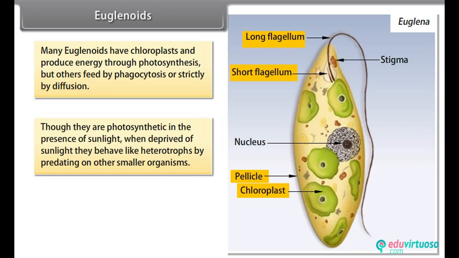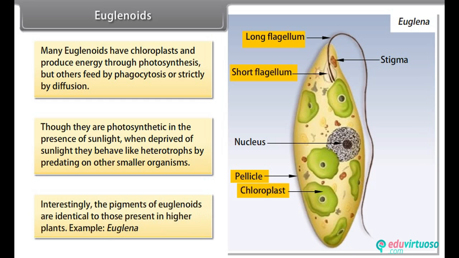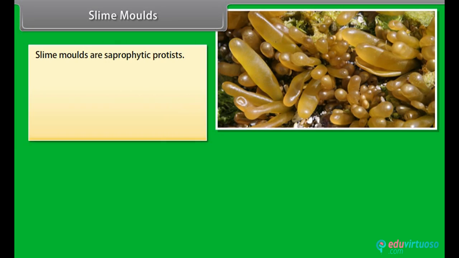Though they are photosynthetic in the presence of sunlight, when deprived of sunlight, they behave like heterotrophs by predating on other smaller organisms. Interestingly, the pigments of euglenoids are identical to those present in higher plants. Example, Euglena. Slime molds. Slime molds are saprophytic protists.